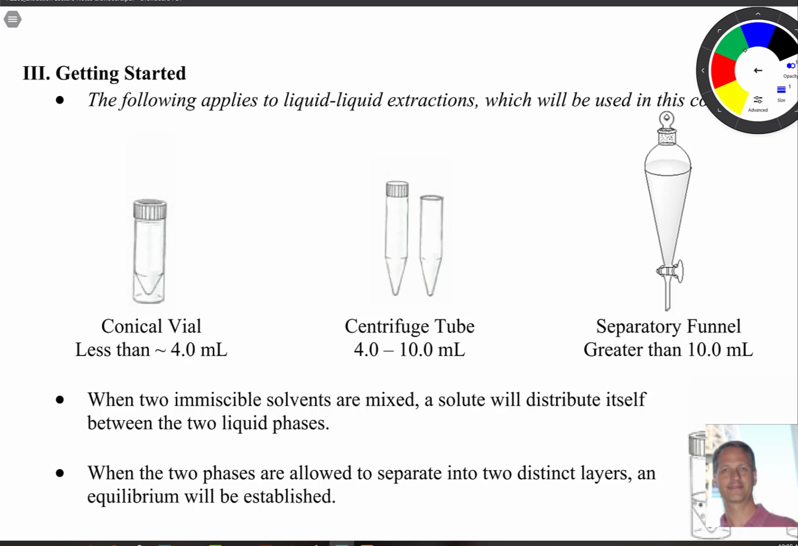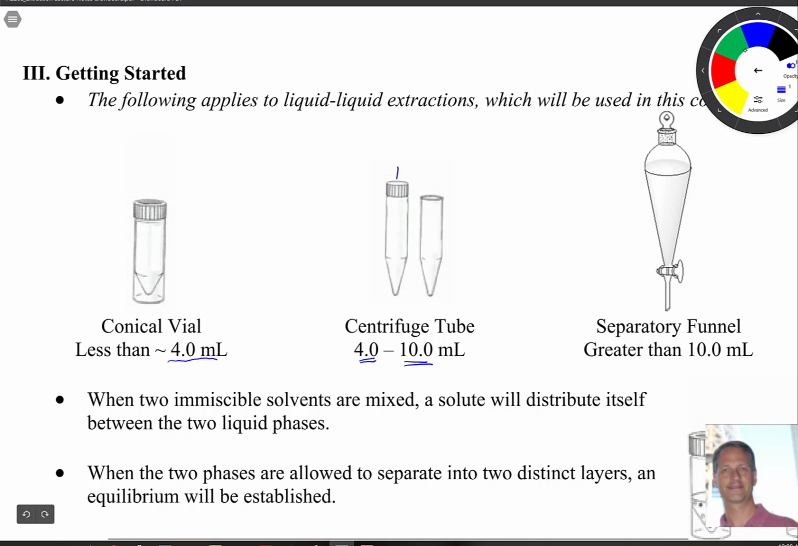There are 3 different types of glassware that can be used. Conical vials usually hold volumes that are less than 4 mL. We can use centrifuge tubes; we typically use the screw cap centrifuge tube, and that's for volumes of 4 to 10 mL.